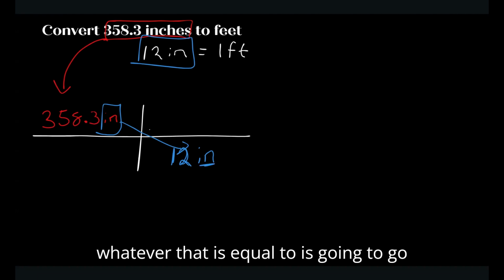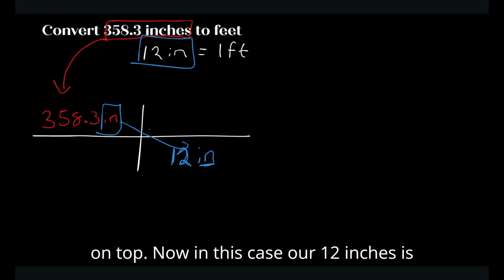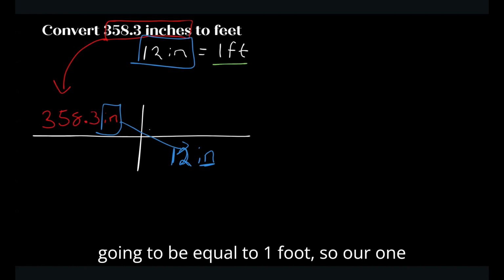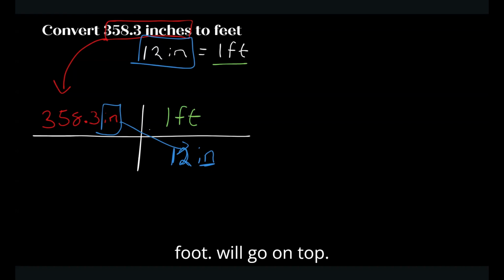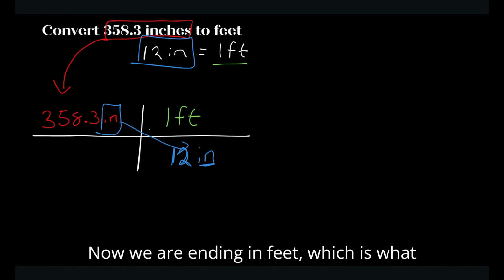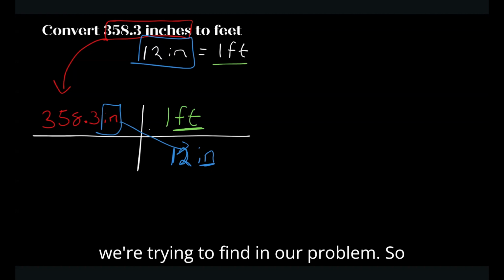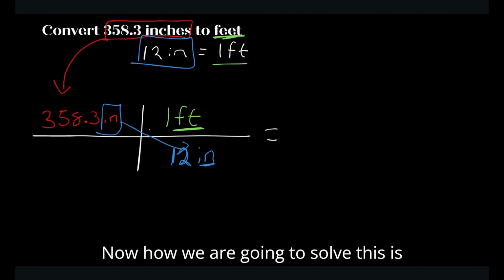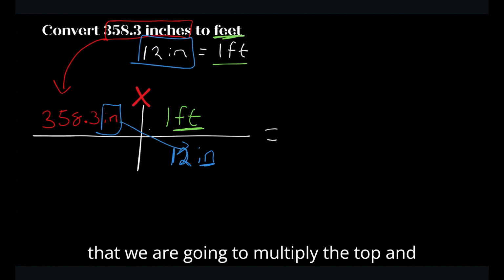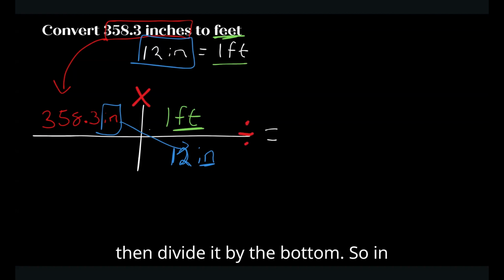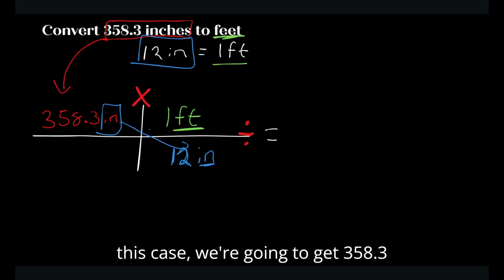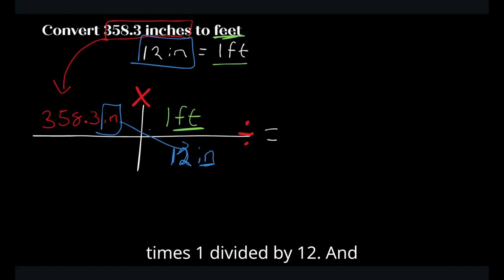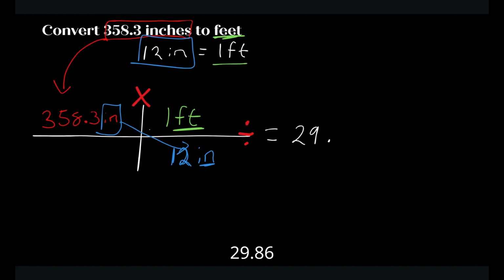Now, whatever that is equal to is going to go on top. Now, in this case, our 12 inches is going to be equal to 1 foot. So our 1 foot will go on top. Now, we're ending in feet, which is what we're trying to find in our problem. So this means that we are able to solve. Now, how we are going to solve this is that we are going to multiply the top and then divide it by the bottom. So in this case, we're going to get 358.3 times 1 divided by 12. And whenever we do that, we are going to get our 29.86 feet as our answer.